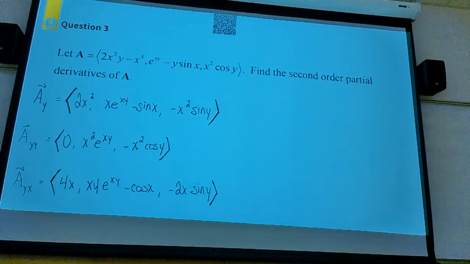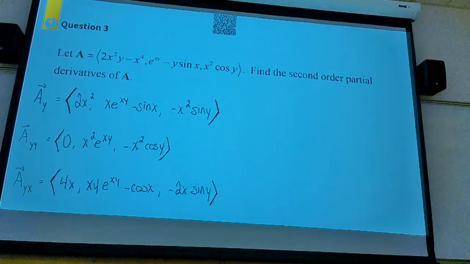Mixed partials are equal. The order in which you do it doesn't matter, right? What was that called? What theorem was that? Fubini? Fubini's is with multiple integration. Oh, Clairaut's theorem. Yeah. Clairaut's theorem says the order in which you take the mixed partial doesn't matter. Fubini is the order in which you do the integral doesn't matter, and you can set it up as an iterated integral. So yeah, Clairaut's theorem is still valid.